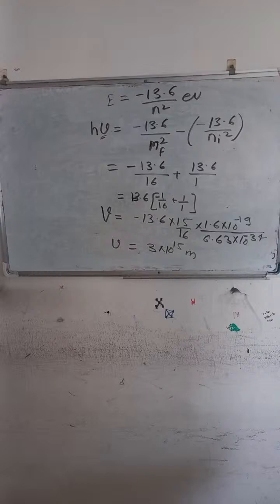So I will repeat this question. Name the spectral series for hydrogen atom which lies in the visible region. Find the ratio of the maximum to the minimum wavelength of this series.